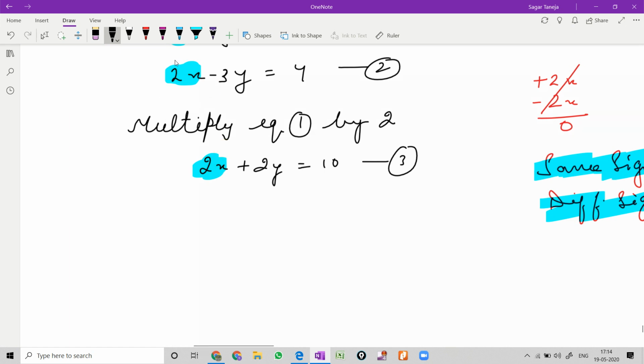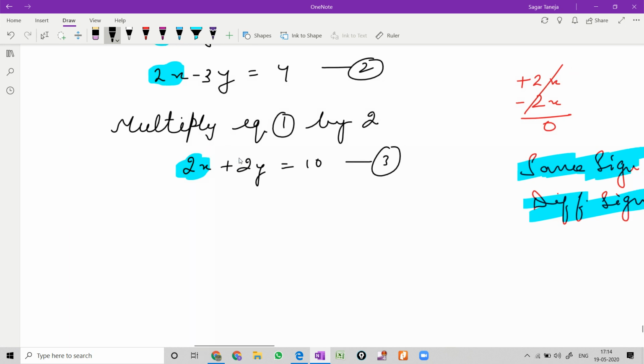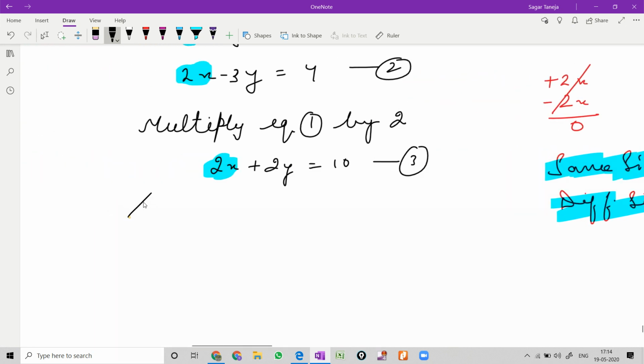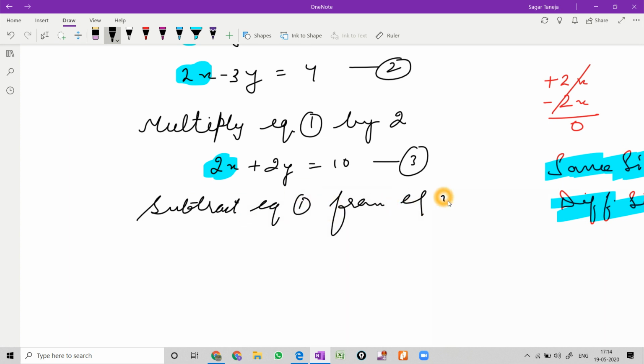Now these two which we have made the same, 2x and 2x, the sign is the same, positive. So if the sign is the same, we have to subtract the equation. So subtract equation 1 from equation 2. You can write equation 2 from equation 1 or equation 1 from equation 2, and whatever you write after "from" will be written first. Sorry, it is not equation 1, it is the third. So subtract the third equation from equation 2.